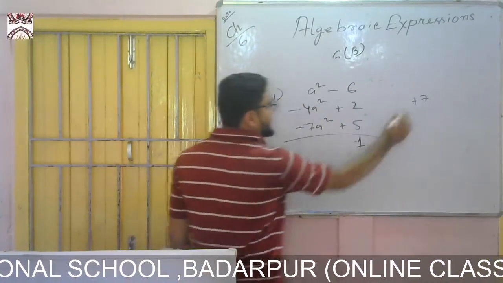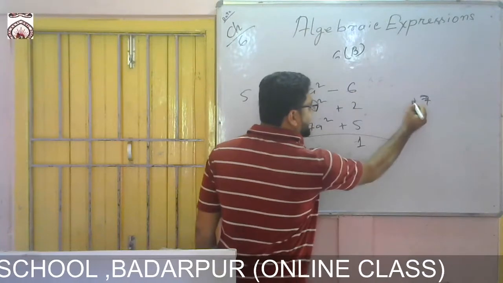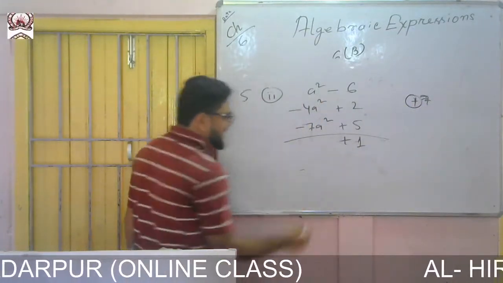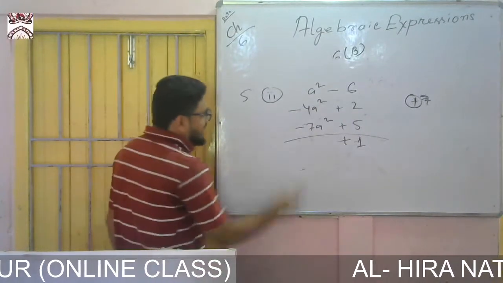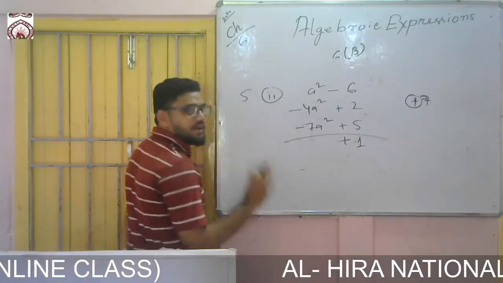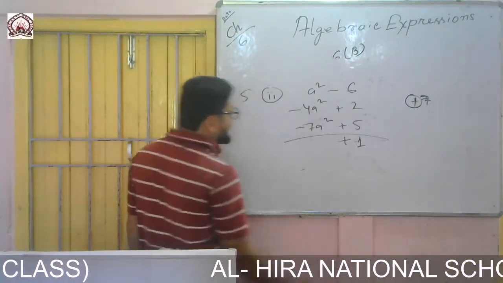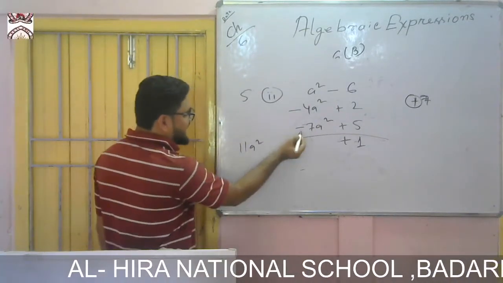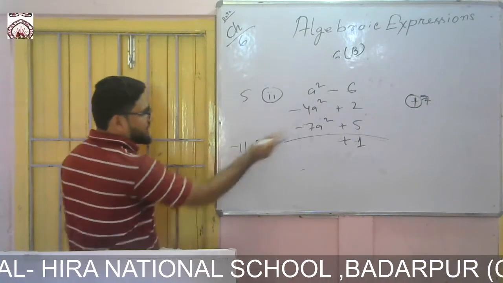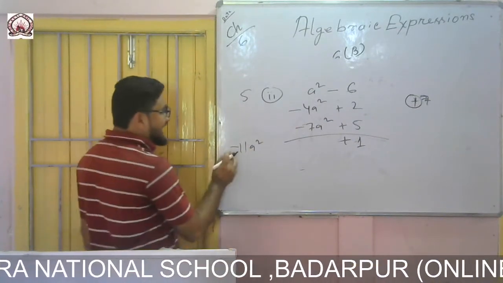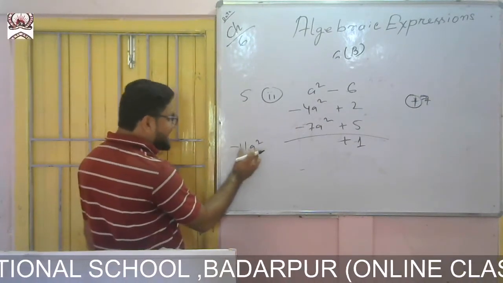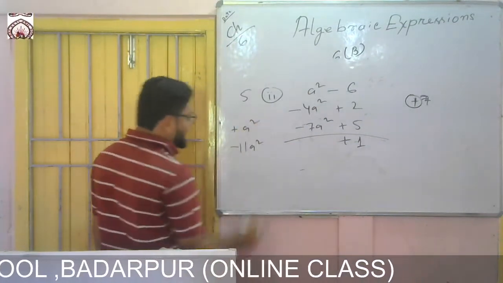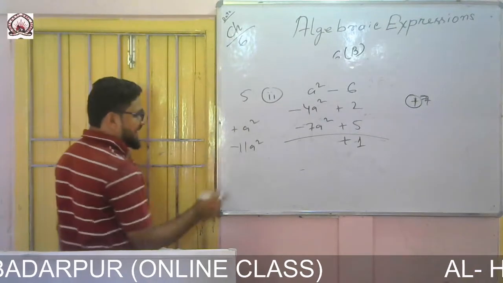And here 7 is the bigger number and the symbol is plus. So it will be plus. Understood? Now come to that one. Minus minus is plus. So 4 plus 7, 11. So we got 11a square. And bigger sign is minus, because 7 is bigger. Then with minus 11a square, you need to add this one. Plus a square, and nothing is there, that means plus.